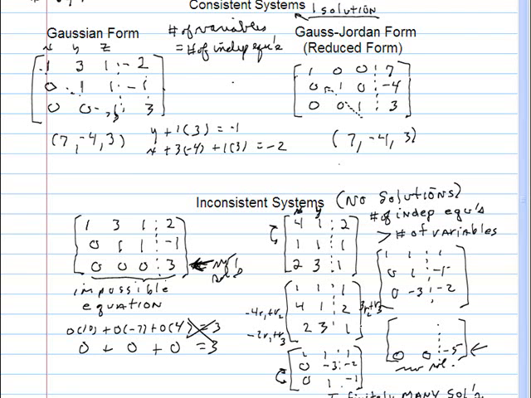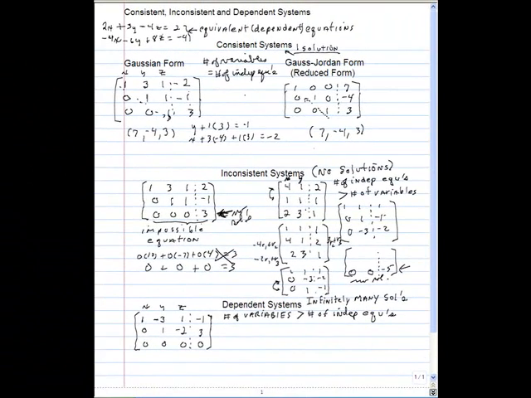So there's 2 basic tip-offs to an inconsistent system. You'll either see an impossible equation, zeros to the left, non-zero to the right, or you'll see more independent equations than you have variables. And that was the case here.